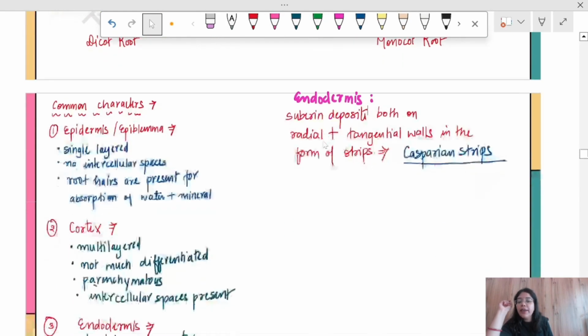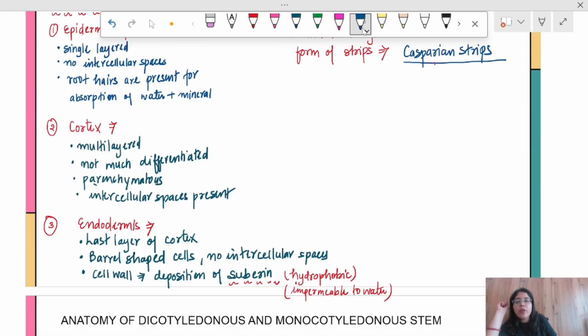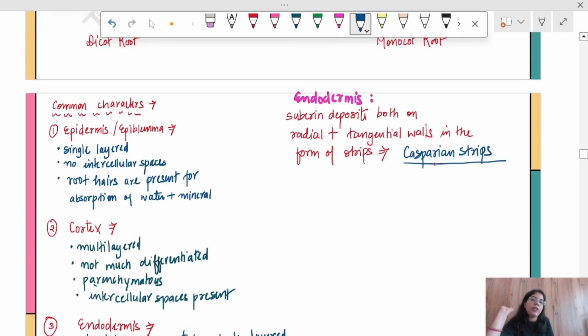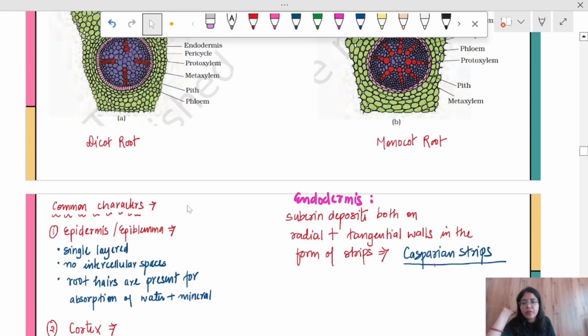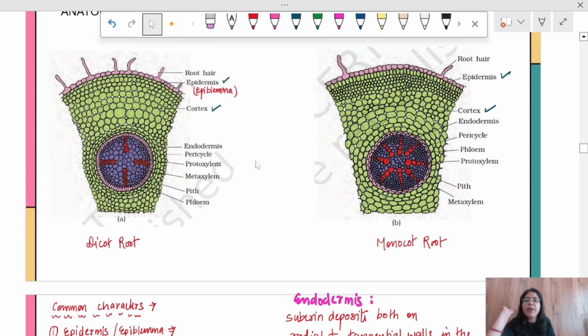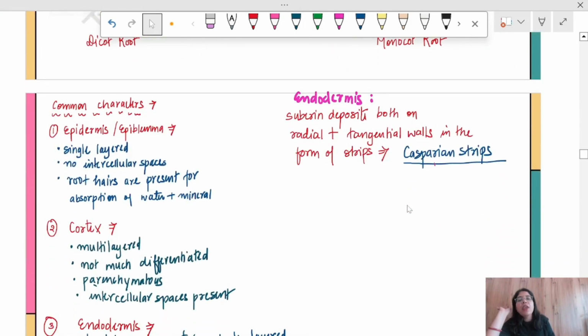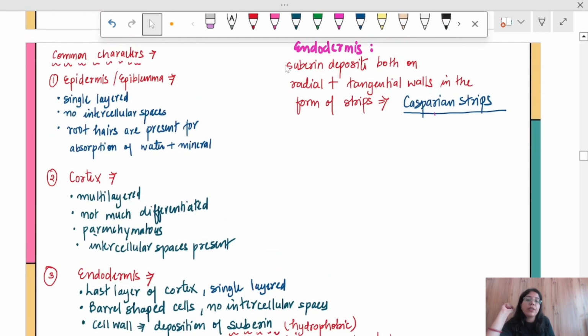Okay, it is single layered. Single layered I have written? No. Okay. Single layered, no intercellular spaces, barrel shaped cells, parenchymatous, but the cell wall is having this covering. This is common in both the sections, right? Now after this, which is the next layer? Next layer is pericycle. There are differences in pericycle, but right now I'm writing all the common points.